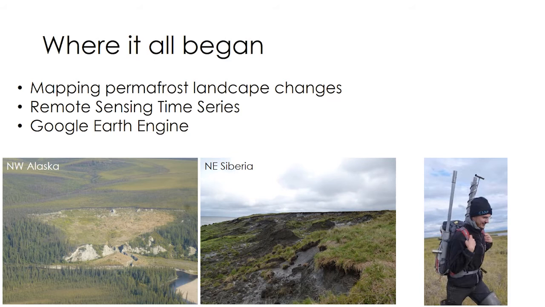They look similar to landslides, which you can see here in the images, one from Alaska and one from Siberia. But they are more slow and gradual processes, so they're growing over time, but they're still similar to typical landslides. And I'm mostly using remote sensing time series to map these features and use Google Earth Engine, which is a freely available cloud processing platform for remote sensing data.